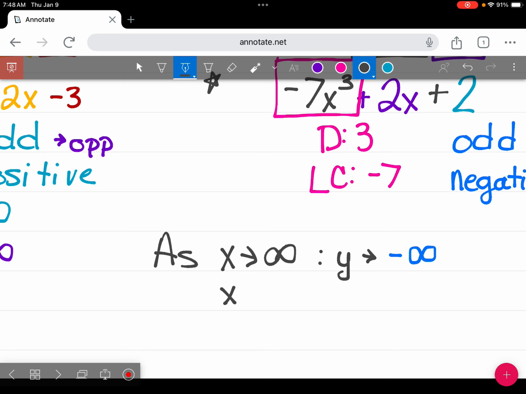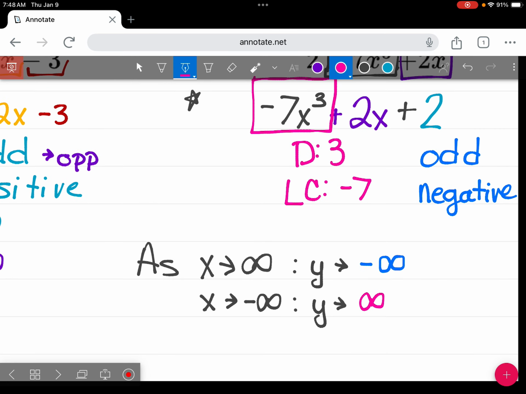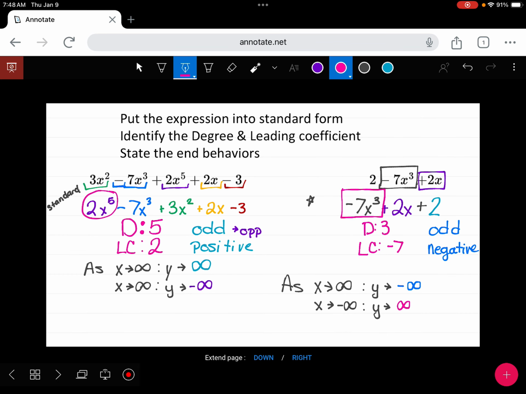And as x approaches negative infinity, so as we go the other way, what's going to happen to our y's? Positive infinity. Good, because our odds always go in opposites. Okay? Questions on those two? I feel like we're pretty good with our equations right now.